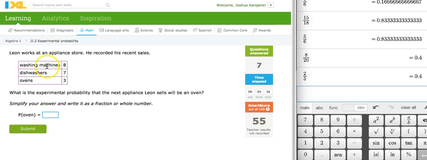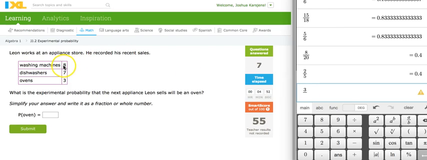Here we go. Oh, finally, some actual work here. Here we go. Leon works at an appliance store. He recorded his recent sales. Washing machine, dishwasher, ovens. What is the experimental probability that the next appliance he sells will be an oven? Okay, oven. He sold 3 ovens out of 8, 7, and 3. So 7 and 3 is 10 out of 18. 3 out of 18.